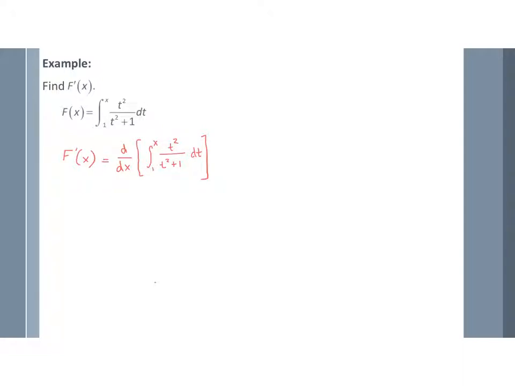Now again, notice the variable we are differentiating with respect to matches that upper limit of integration. And because of that, the answer is simply take the integrand and replace t with our variable that we are differentiating with respect to.